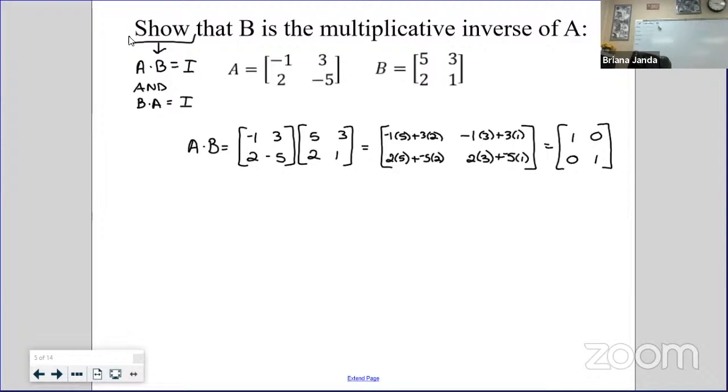Especially because doing the opposite order of multiplication does not mean we get the same answer. You do have to show both directions. So we would do B times A as well. Okay, I'm going to give you guys a second to do B times A ahead of me.